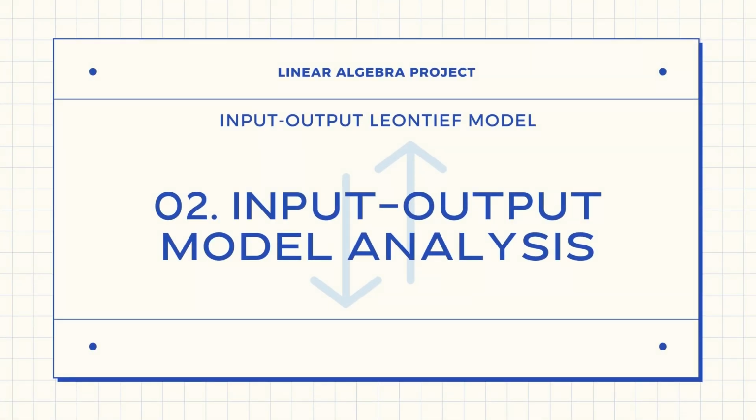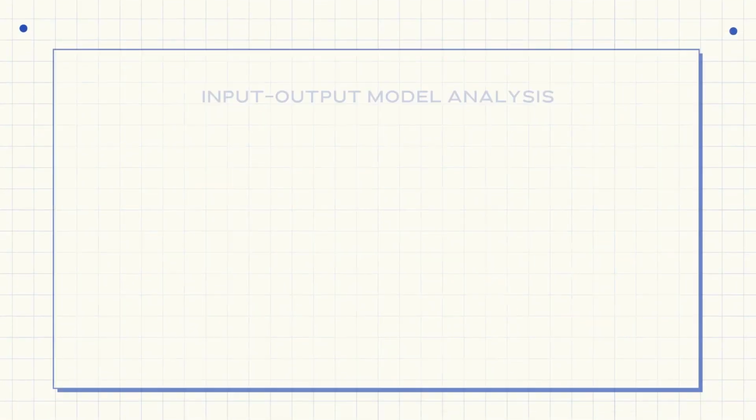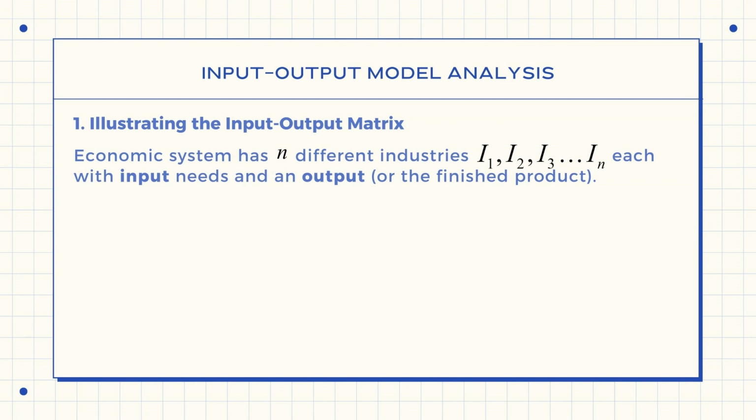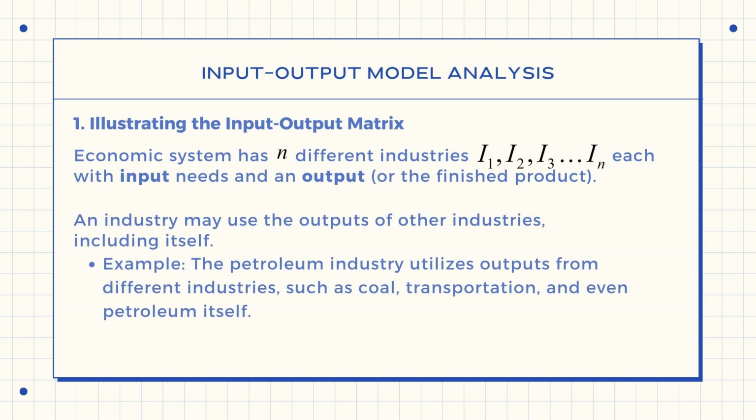Moving on to the input-output model analysis, first things first, I will give you a brief overview of illustrating the input-output matrix. Suppose an economic system has n different industries, I1, I2, I3 to In, each with input needs such as raw materials and utilities, and output, or the finished product. To produce each output unit, an industry may use the outputs from other industries, including itself. For example, the petroleum industry utilizes output from different industries, such as coal, transportation, and even petroleum itself.